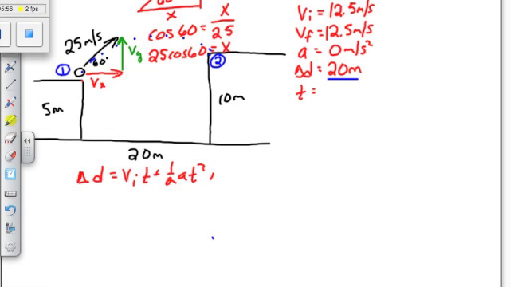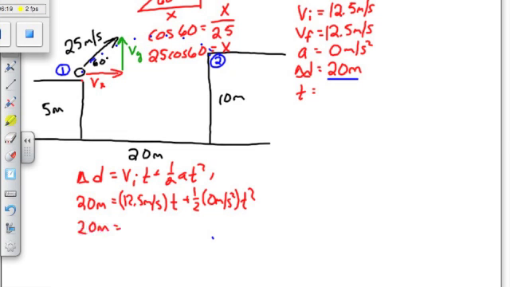Change in position, 20 meters. Initial velocity, 12.5 meters per second times the time, t, plus 1/2 the acceleration, which is zero in this direction, times t squared. That whole thing goes away. So 20 meters is equal to 12.5 meters per second times t. So t is 1.6 seconds.